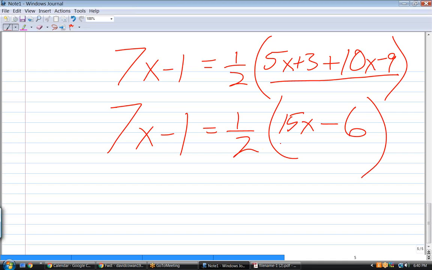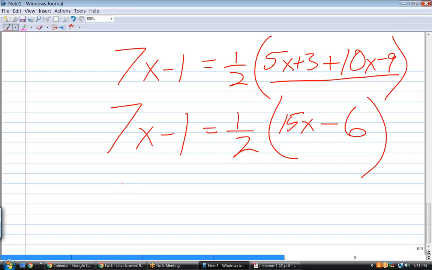You can get rid of the parentheses actually by multiplying everything by 2. That would be the easier way to do it. Notice that if I distribute and multiply a half times this, I'm going to have a decimal fraction for sure. I don't like fractions. So let's multiply both sides of the equation by 2. That not only gets rid of our denominator, but it gets rid of the parentheses, because when we multiply this right side by 2, I no longer need those parentheses.